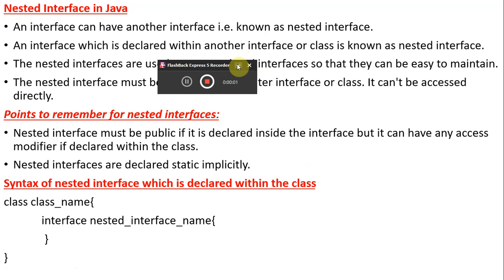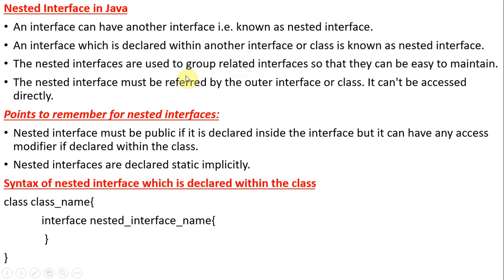So nested interface is nothing but an interface within another interface. Okay, and we have to remember two points. One is, if an interface is declared inside another interface, it should be public. If it is declared inside a class, there is no issue of modifier, so public, private, whatever. Okay, so nested interfaces are declared static implicitly. That is done by the compiler, so no issue for the user.